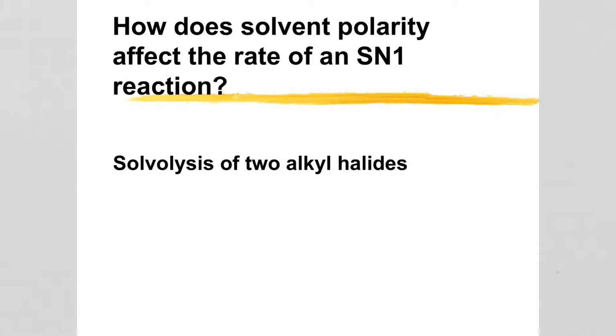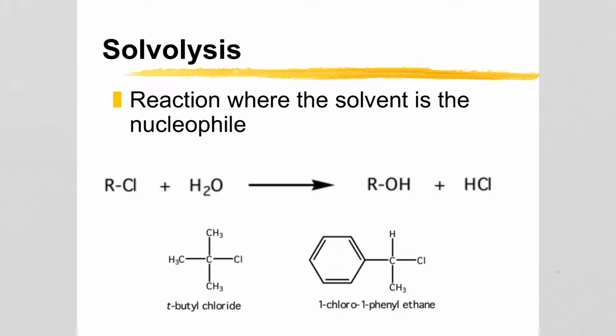So this week in lab we'll be looking at how solvent polarity can affect the rate of an SN1 reaction, and specifically we'll be looking at the solvolysis of two different alkyl halides. A solvolysis reaction generally is a reaction where the solvent acts as the nucleophile. In the reaction we're going to be looking at, water is our nucleophile, and we'll be using two different alkyl halides as our substrates, t-butyl chloride and 1-chloro-1-phenylethane.